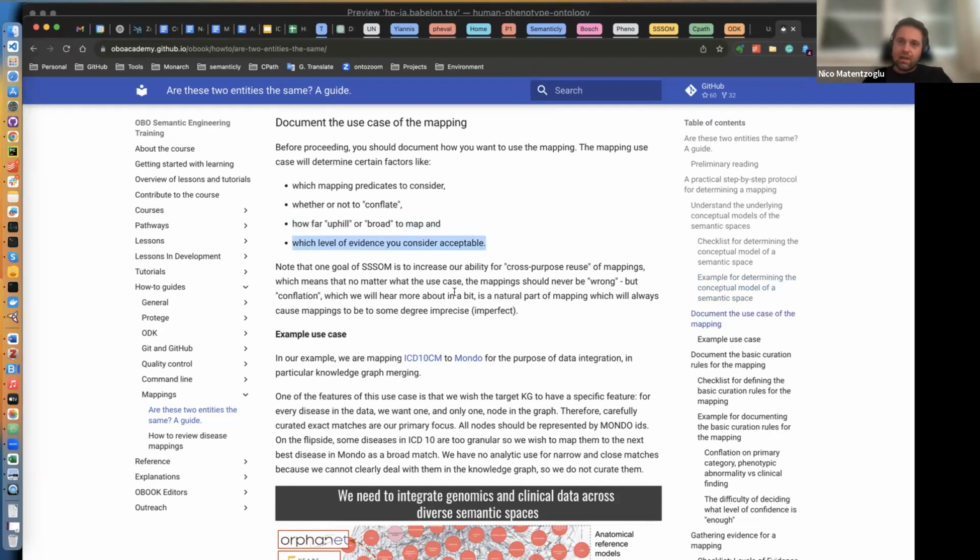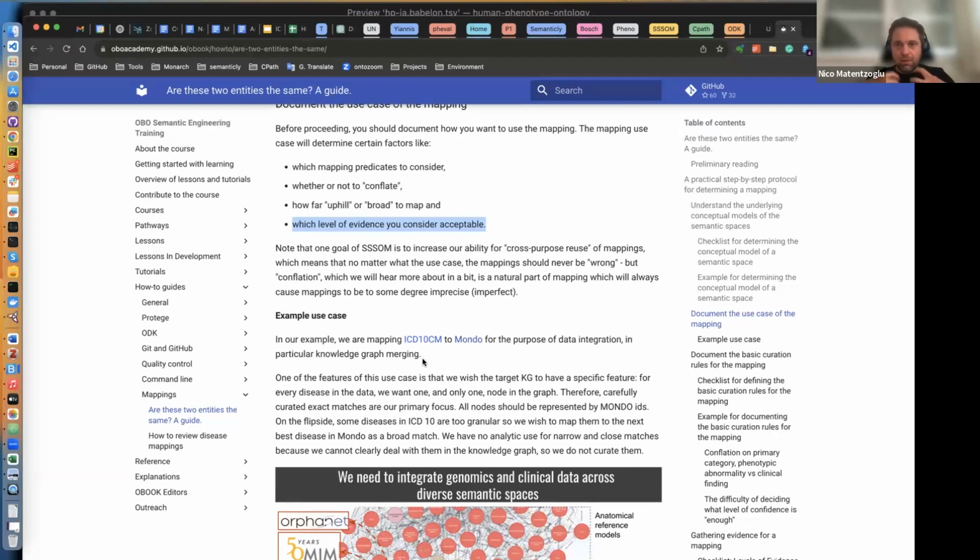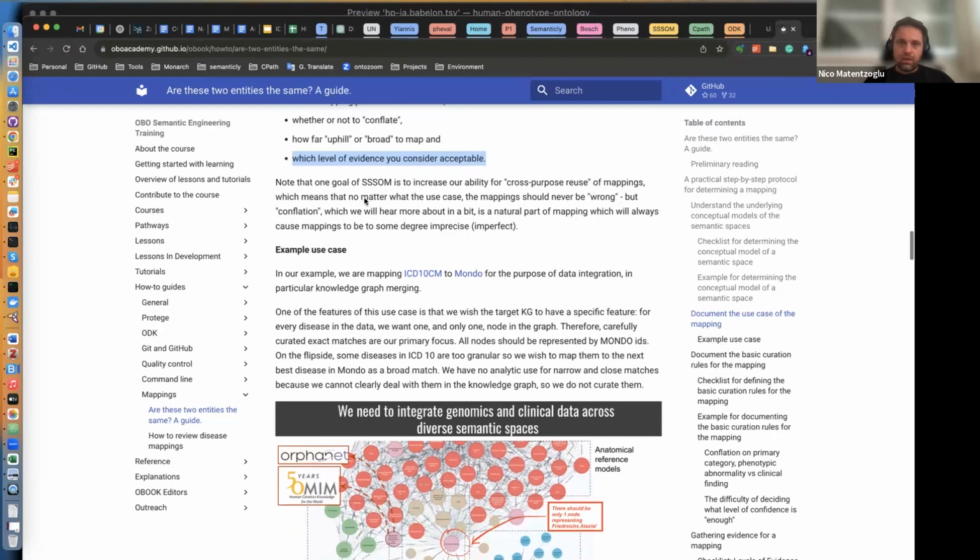So this is the last part of today, where we discuss evidence gathering, how it relates to confidence, and how we can make decisions about what kind of evidence we need to gather. All right.